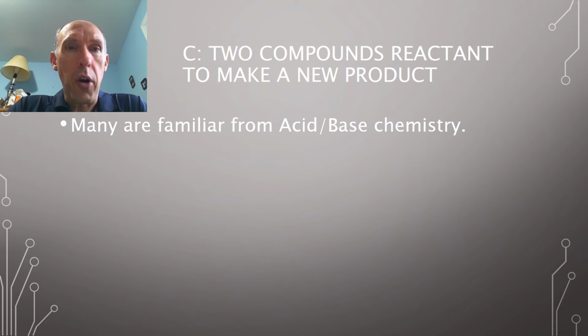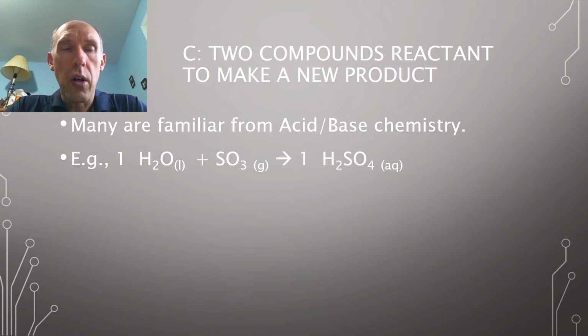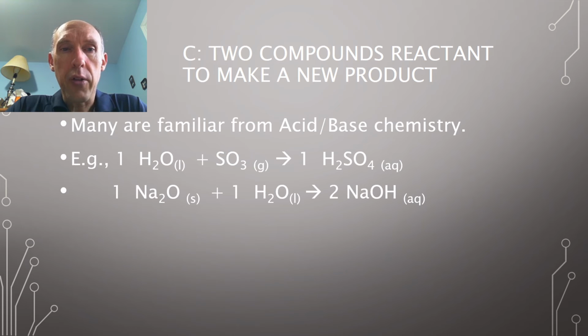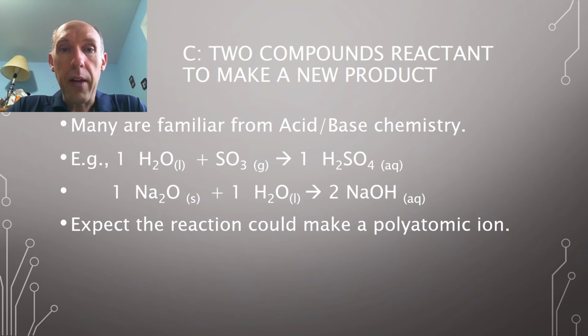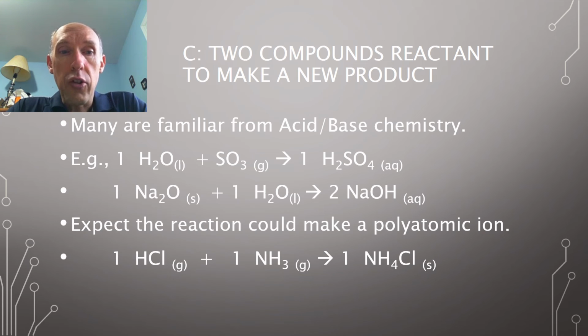Some of these again are familiar from our acid-base chemistry. So here is liquid water with sulfur trioxide like we made in the last example to make liquid sulfuric acid. Similarly, that sodium oxide that we made earlier can react with water to make sodium hydroxide. So you're going to notice that we often get a polyatomic ion. Expect that the reaction will make a polyatomic ion. Another example, HCl gas and ammonia gas will react to make ammonium chloride as a solid product because both of the reactants are molecular compounds. However, when they react, you get a polyatomic ion, and so you get a solid being produced.